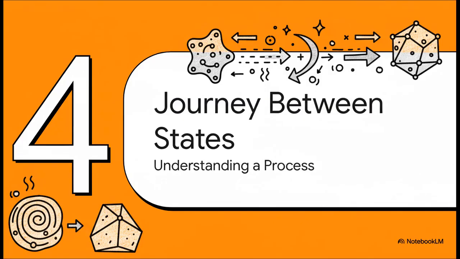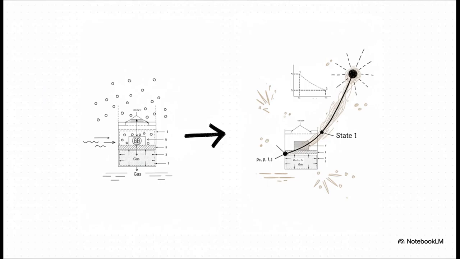But let's be real. Things don't just sit still, do they? Systems are always changing, always in motion. And that change, that journey from one state to another, that's what we call a process. It's the action part of thermodynamics. And check this out, because this is a really cool way to see it. On the left, you've got a real thing, some gas trapped in a cylinder. It has a real pressure, a real volume.